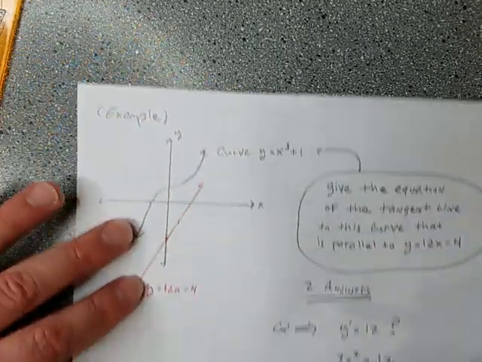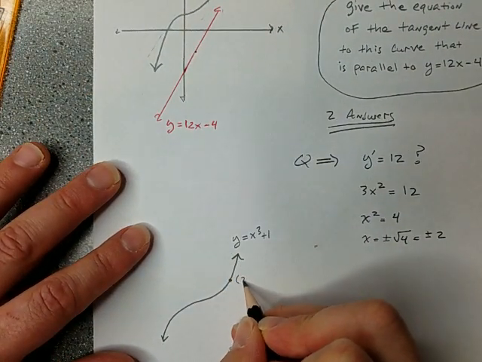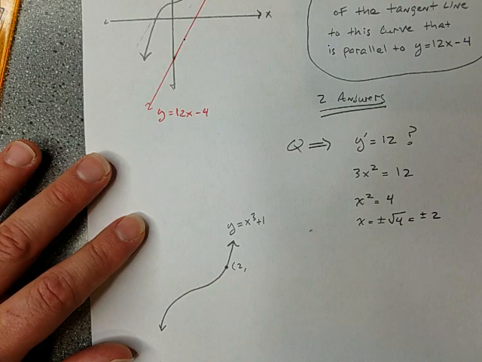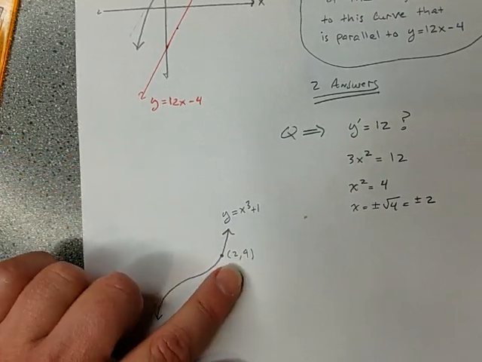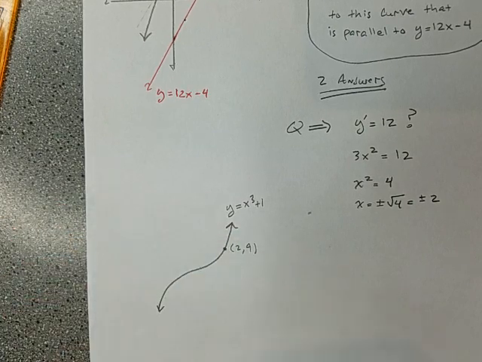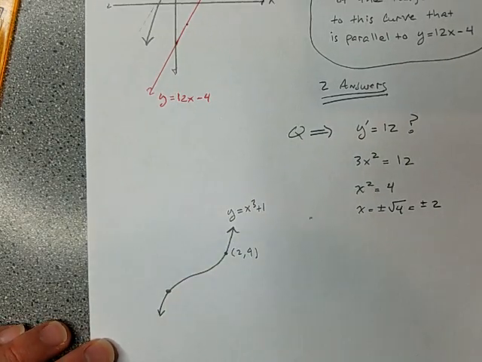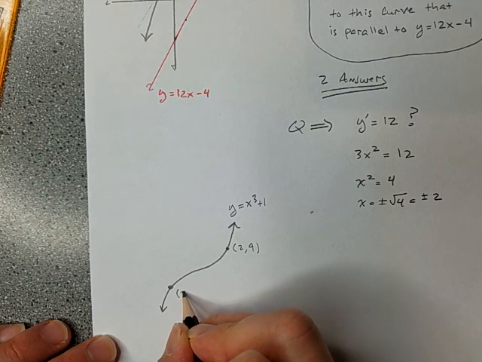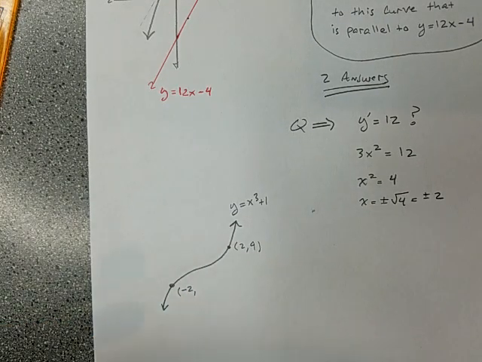Okay? So yes, let's do this. Let's say, well, there's this point where x is 2. What's the y coordinate of that point? Well, that'd be 9. Okay? So I'm looking for the tangent line to this curve at 2 for x, 9 for y. All right? And then there's a point over here somewhere. Okay? And it has an x coordinate of negative 2. So I'm looking for also the tangent line at the point negative 2 for x.